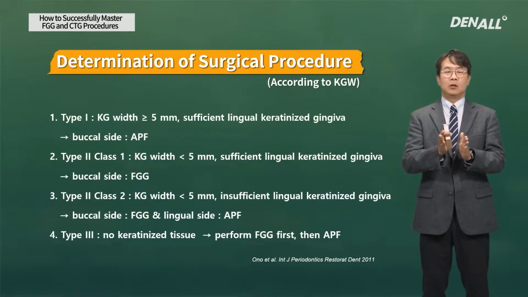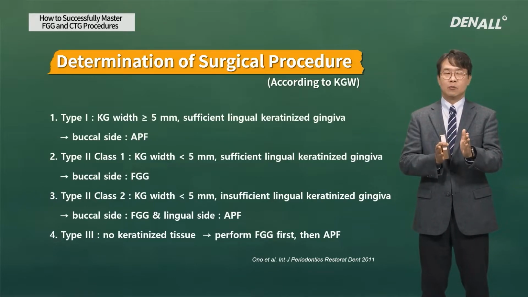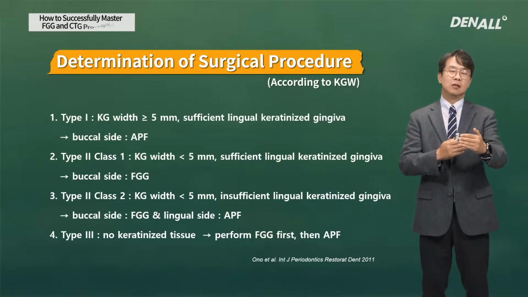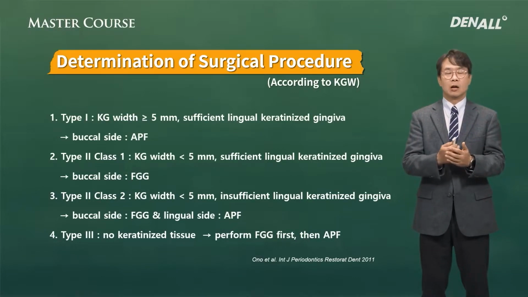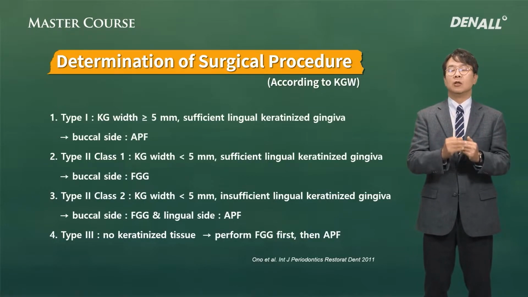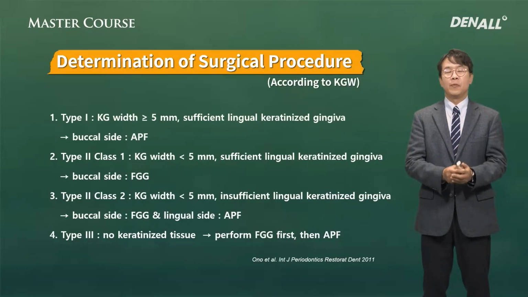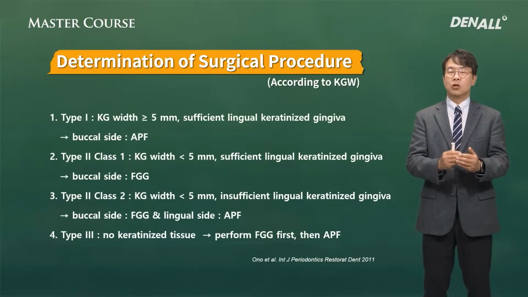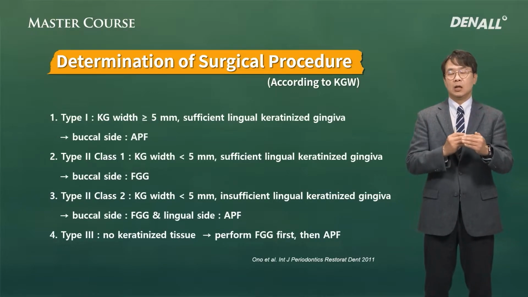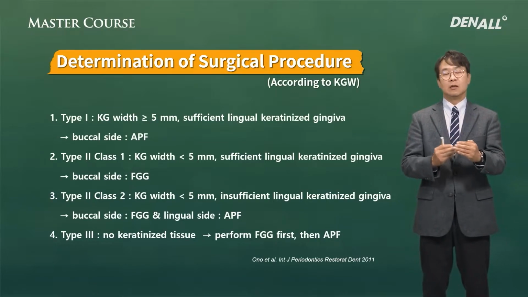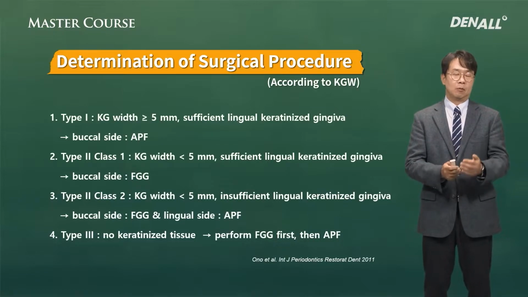APF or free gingival graft in increasing the keratinized tissue, which one is better? The one you are skilled at is the better one. So if we have criteria like this, it would be easier to make the decision. The criterion is 5 millimeters of width of keratinized tissue, and I will explain why it is 5 millimeters later.